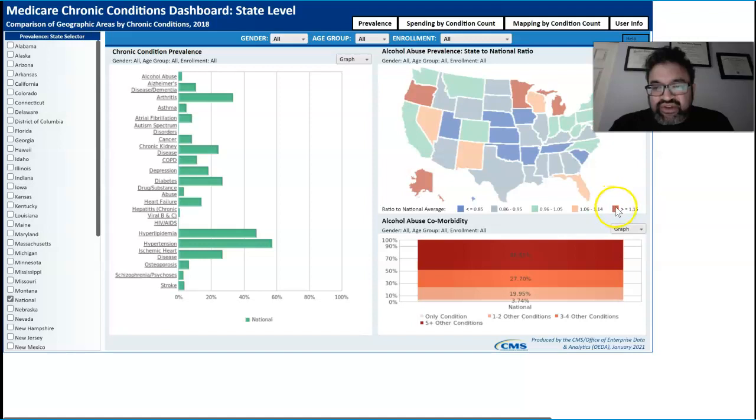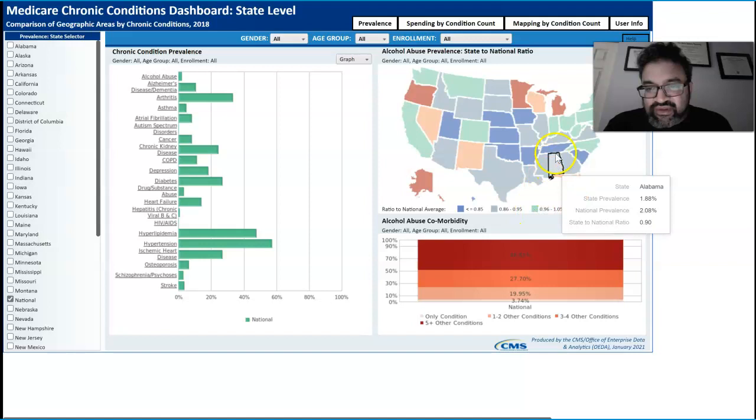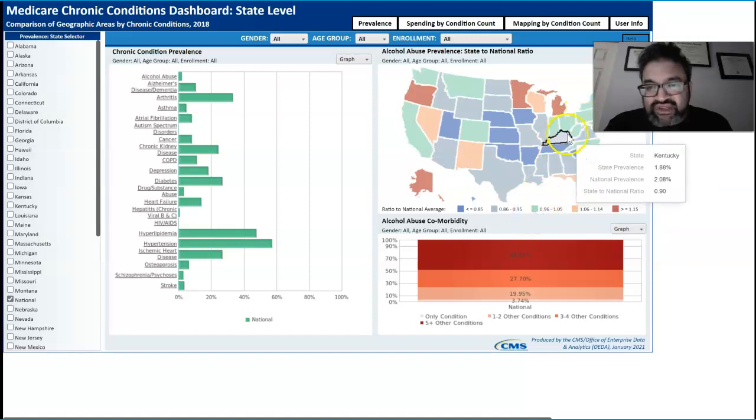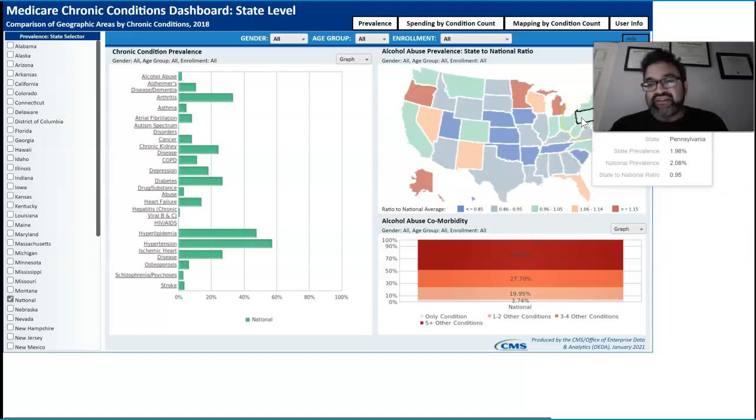Now, if that is caused by the alcohol use or if alcohol use was the self-medication route, that is unclear. But for the ratio to national average, anything higher than the national average is bad. So the higher numbers are actually bad, the redder numbers. When it's at 1, then that's, I guess, not as bad. Pennsylvania, the state I reside in, happens to be at 1.